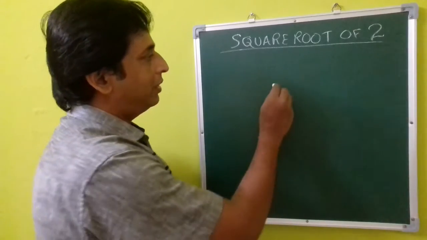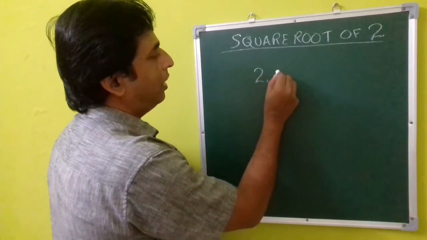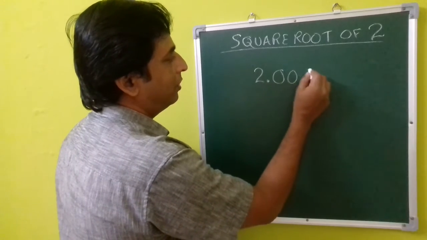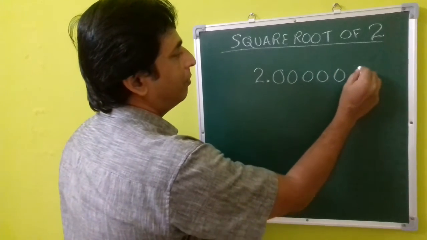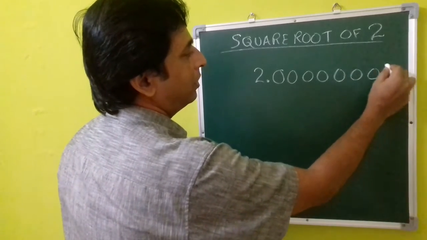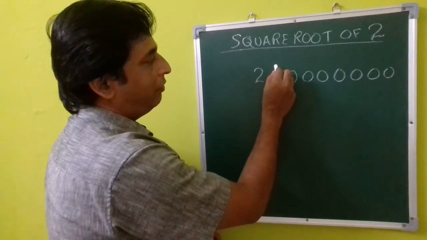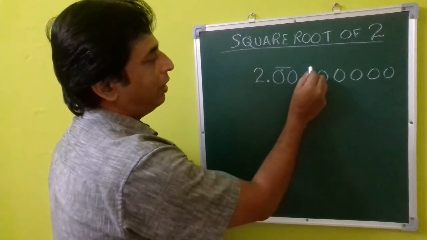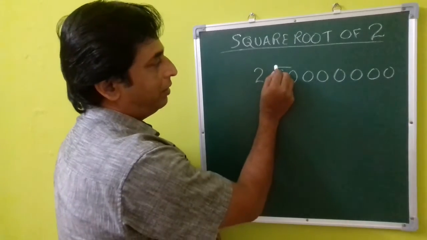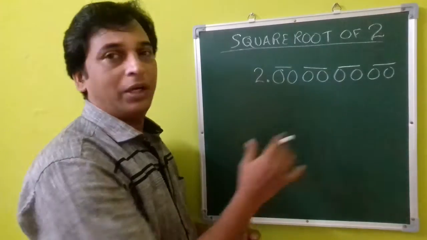So for finding the square root, the first step is to write 2 as a decimal number using zeros. The number of zeros will depend on how accurate a result you need. Okay, so I have written 8 zeros, and we can group them into pairs of zeros starting from the decimal to the right. So I want the square root of 2 up to 4 decimals.